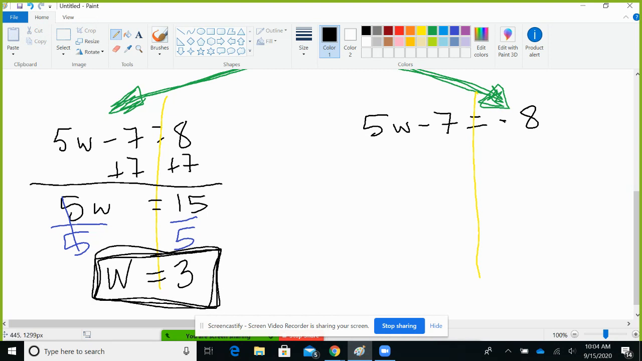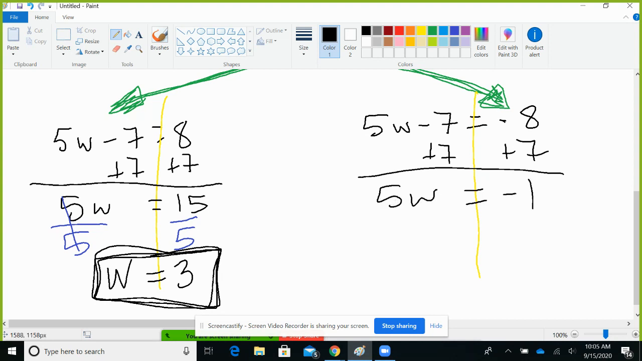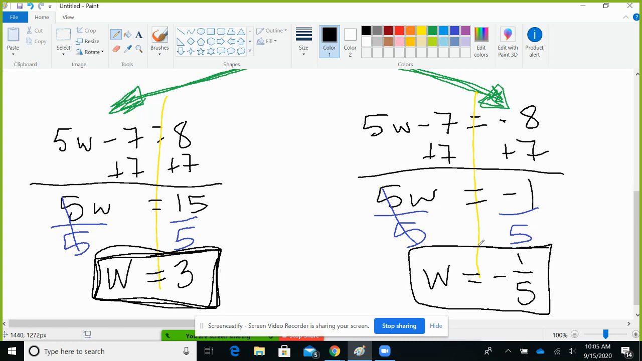All right, I'll give you a chance to write that down, and then you can walk me through the other one. Add 7 to both sides. I get 5w equals negative 1. Solid. Divide both sides by 5. And what I'm left with is w equals negative 1/5. W equals negative 1/5. Perfect.